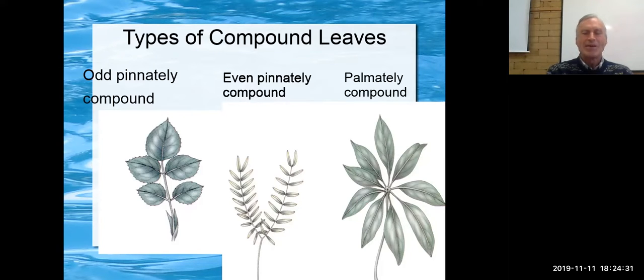And then the one in the middle is even pinnately compound. Again, the leaflets are going off to each side of the main part of the leaf, but there's an even number of leaflets. I didn't count those, but you can count them if you want. And then the one on the right is palmately compound. The leaflets come out like the fingers of your hand come out from the palm of your hand. So it's called palmately compound.